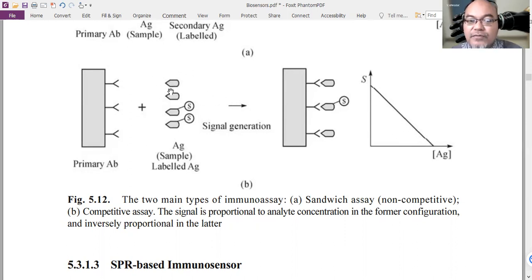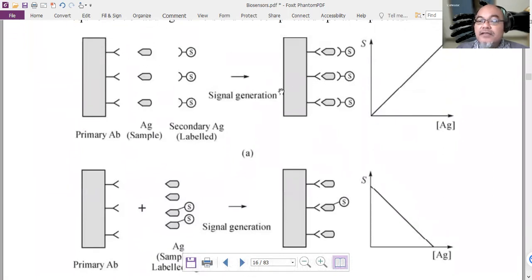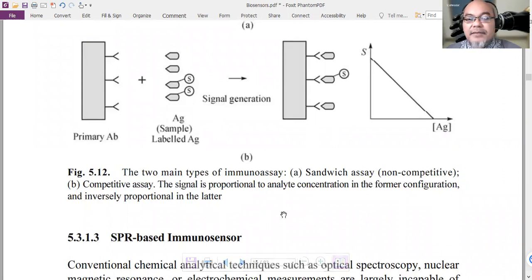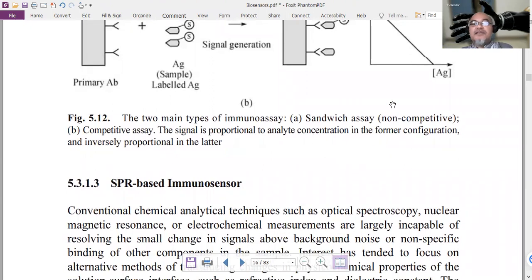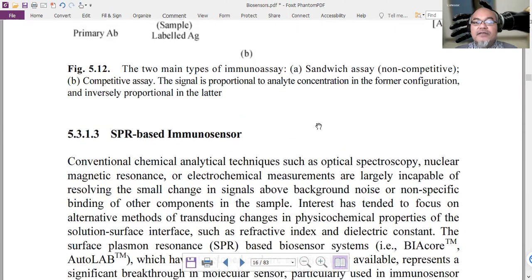Okay? But when there is no respective antigen at all in the sample, then what we will have is only the labeled antigen, which is already prepared from the lab with that biosensor. So then the signal will be maximum. The higher the concentration of the antigen in the sample solution, the more the signal will decrease. So this is what we call a competitive assay. The first is the labeled sandwich immunoassay, because the two antibodies are sandwiching the antigen of interest, and the second is the competitive assay. The signal is proportional to analyte concentration in the sandwich immunoassay, while it is inversely proportional in the competitive immunoassay.